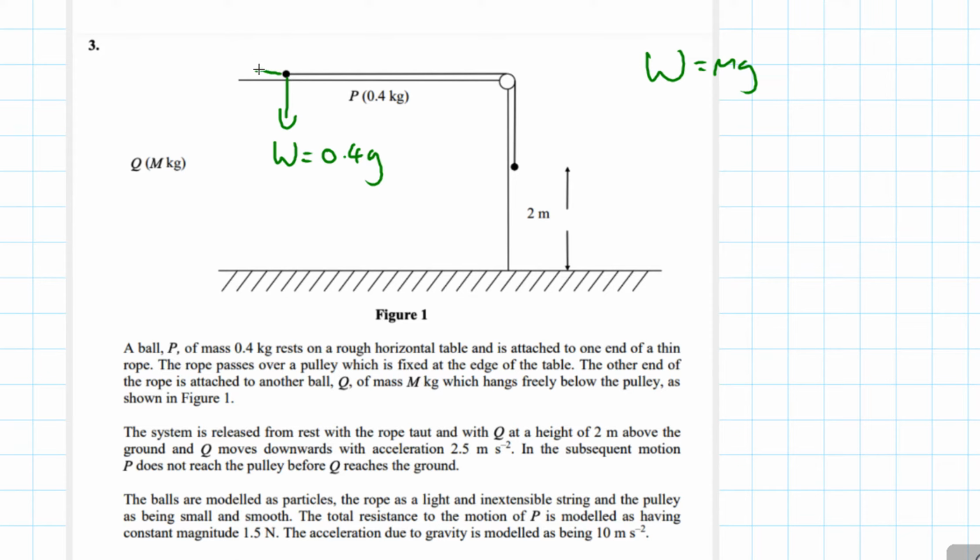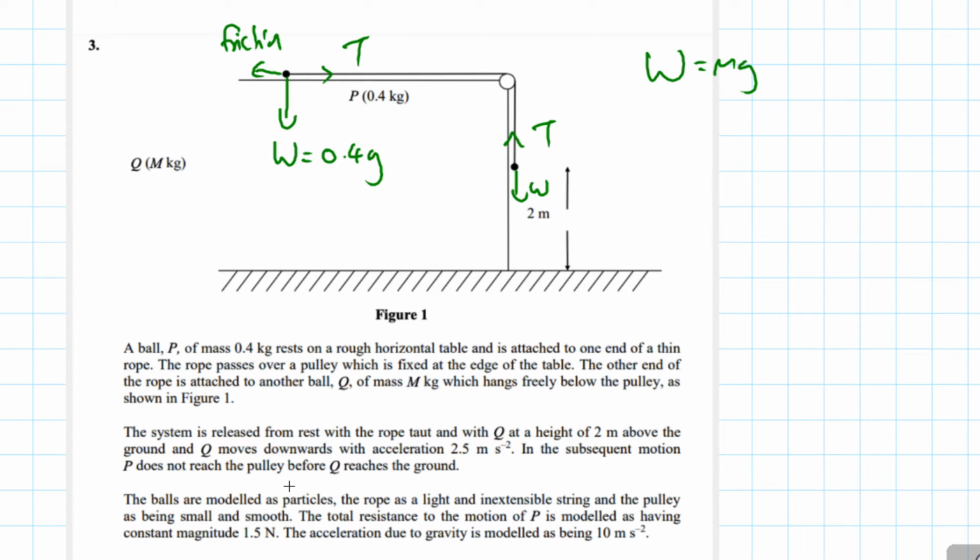We know that it's a rough surface, so there's going to be friction that acts against the motion, because the tension of the rope is pulling the ball to the right, so the friction is going to try and hold that. Then on the right hand side we have tension of the rope on the ball that's pulling it upwards, and then we also have the weight, which we don't know at this stage.